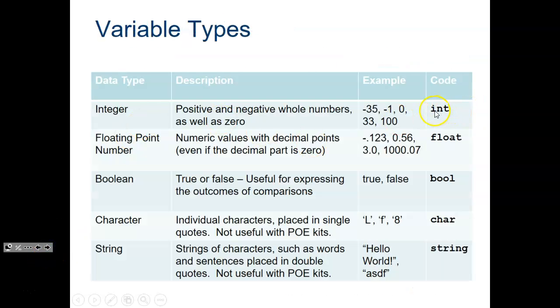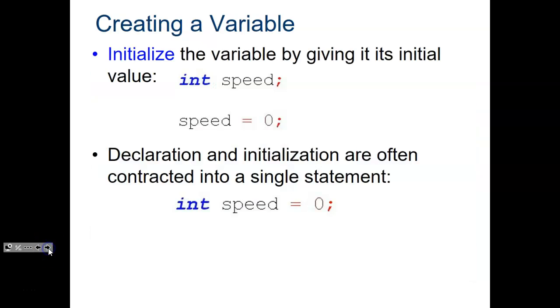These are the different types: integers, float, Boolean, true or false things, characters or strings. Within principles of engineering, we probably won't use characters or strings. We most likely won't use floating. We're going to use integers and Boolean most of the time, and you'll see where and how and why.